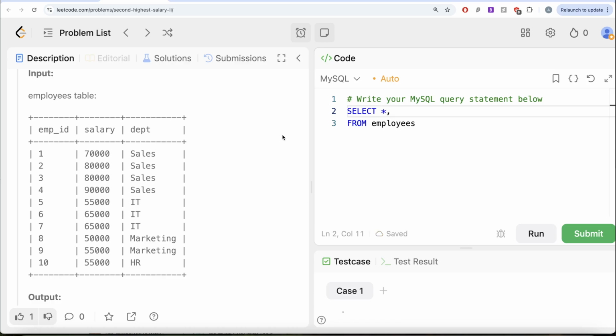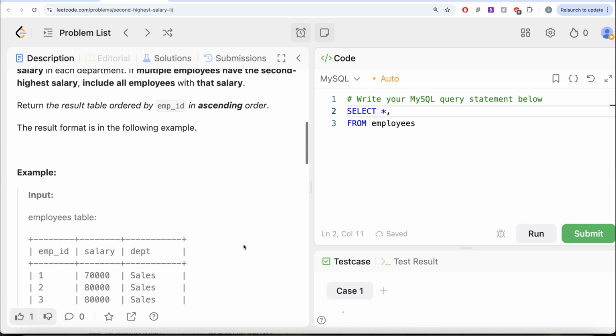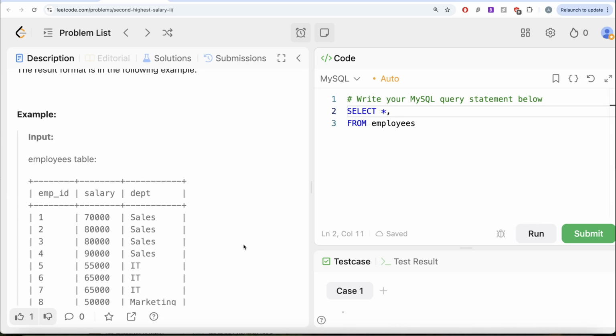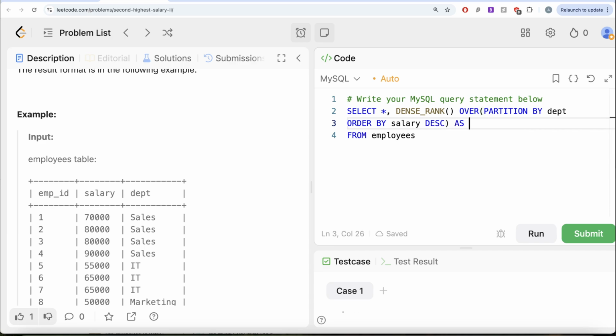Now, how should we perform the ranking? Here the question says, if multiple employees have second highest salary, include all the employees. That means if there is a tie, do not skip it. And also ties should be assigned the same rank. So we need to use dense rank in this condition. So dense rank, and then for every department, over partition by the department column and then order by the salary column in descending manner, and let's alias this as rank.